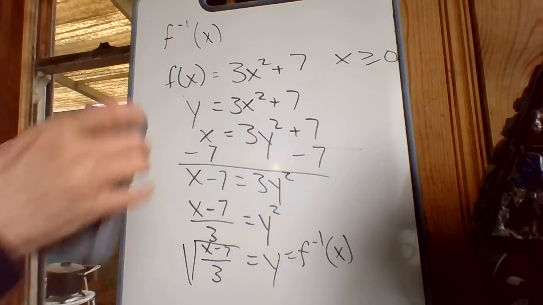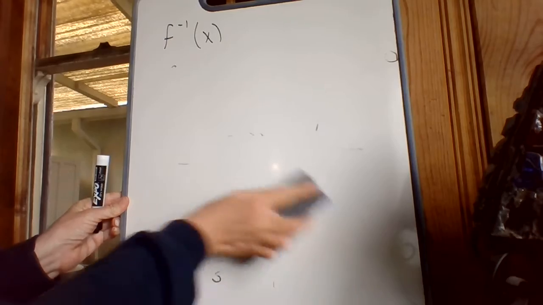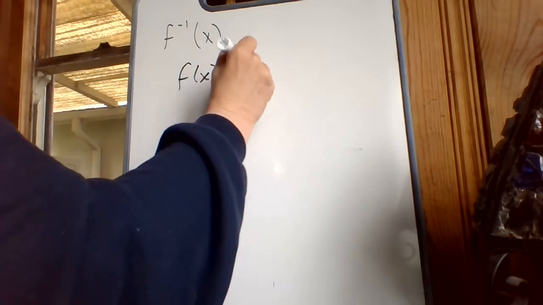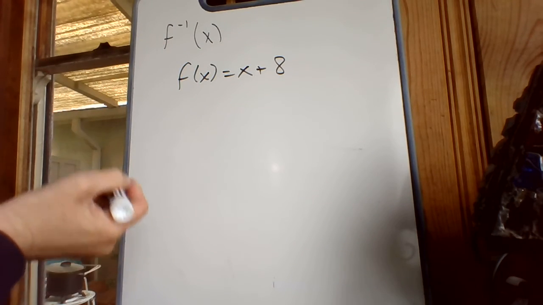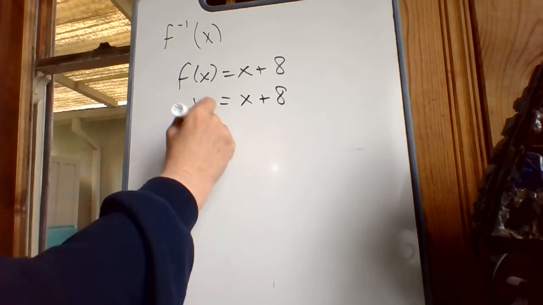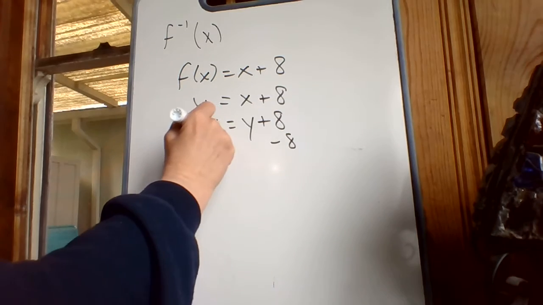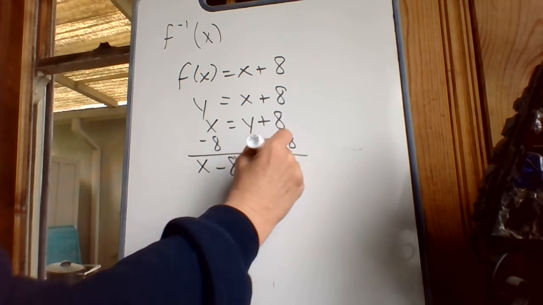All right, couple last ones. Okay, I can almost know how this is going to come out. The opposite of plus 8 is minus 8. X minus 8 equals y.